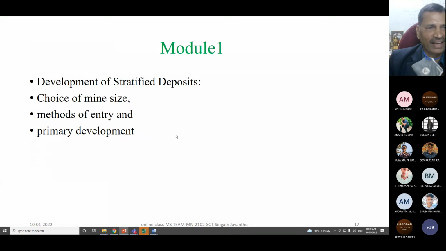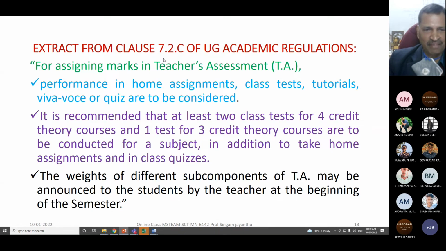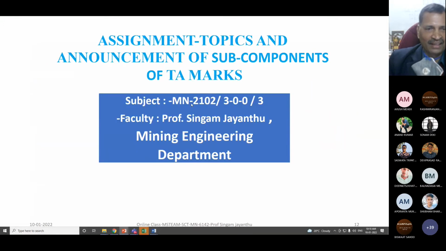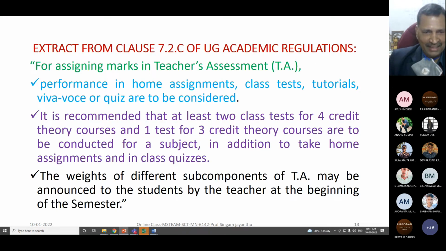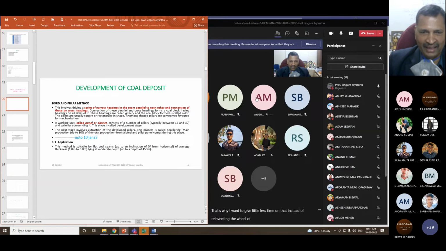Today, what we have done is we tried to see a part of module one, and along with that, we announced the total weights of different subcomponents of the teacher's assessment, along with the extract from clause 7.2C of the undergraduate academic regulations of our National Institute of Technology, Rourkela, so that now everybody will be thinking about their topics of interest to be taken as assignments, and by the end of this week they will be giving their assignment topics. We will decide and finalize. And up to this we discussed, and we continue with the applications of this board and pillar, and then size of the mine. Other issues were already taught to you a little bit, that's why I want to give little less time on that instead of reinventing the wheel of whatever you learned before.